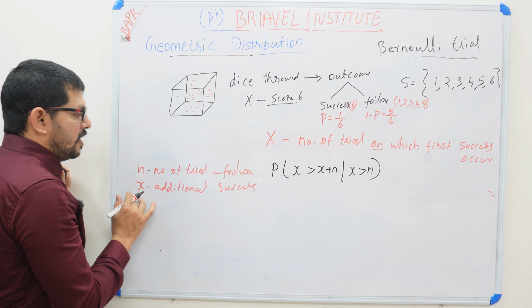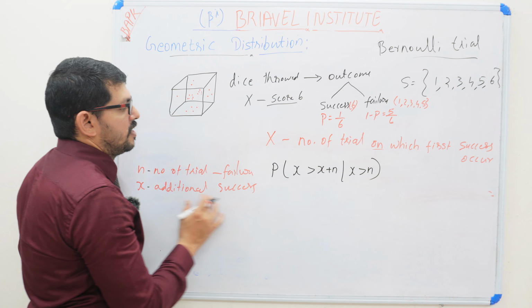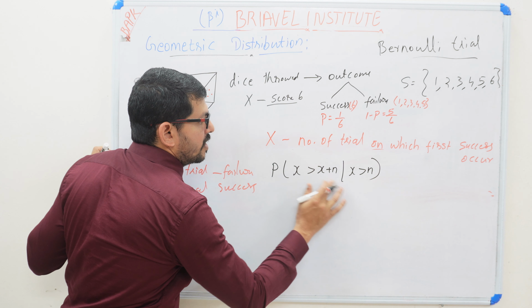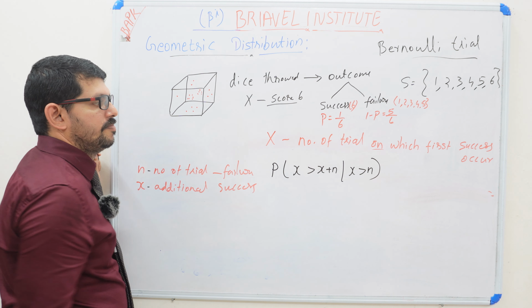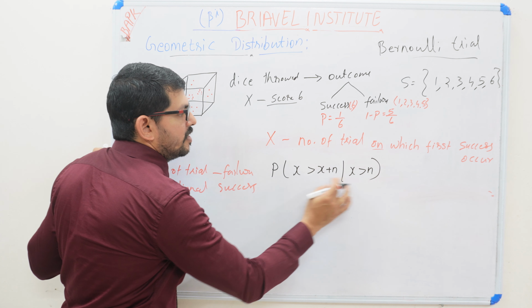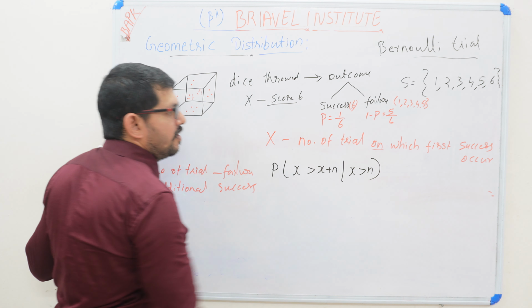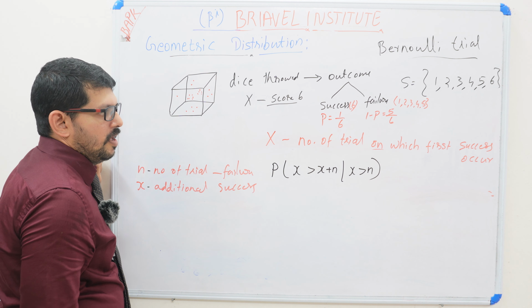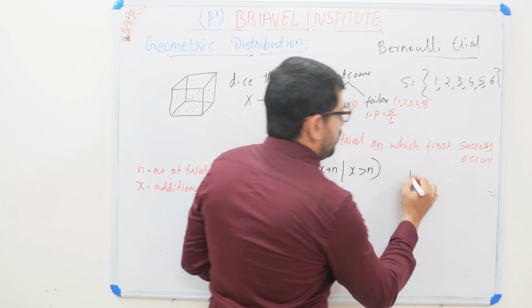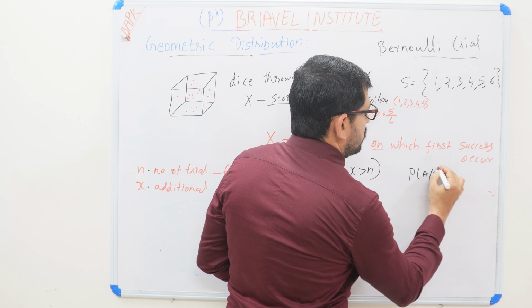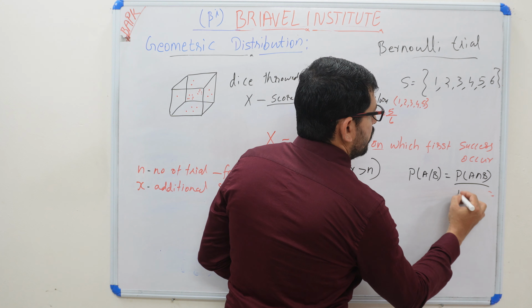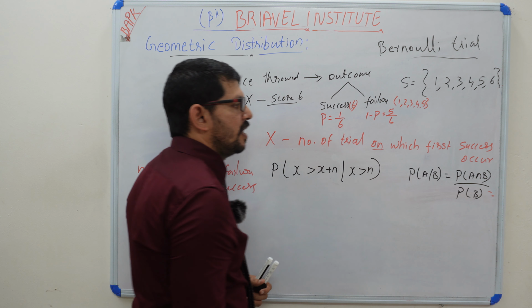Now they are asking how many additional trials, x additional trials, are required for the success. So x additional trials are required for the success, so the total is x plus n trials, under the condition S greater than n. Already S is greater than n only. So this is like a probability of A given B, and we can write it as the probability of A intersection B divided by the probability of B.